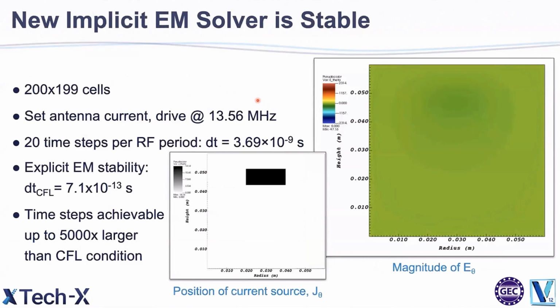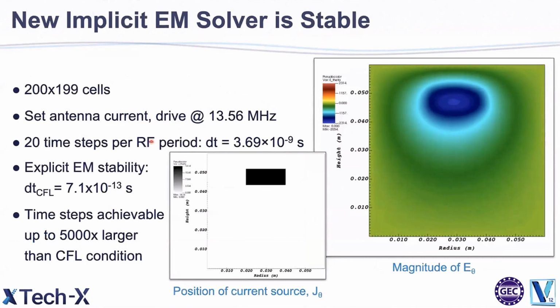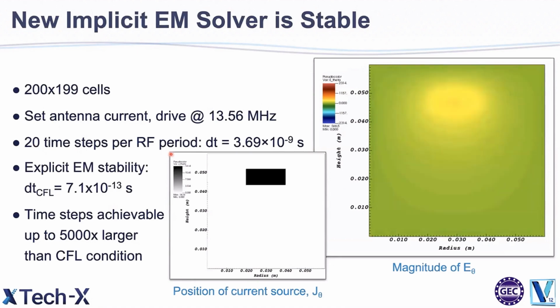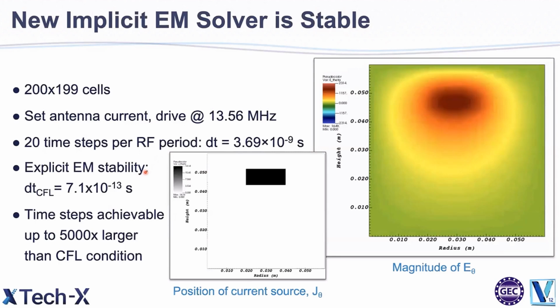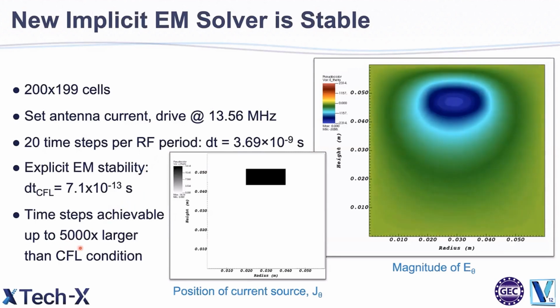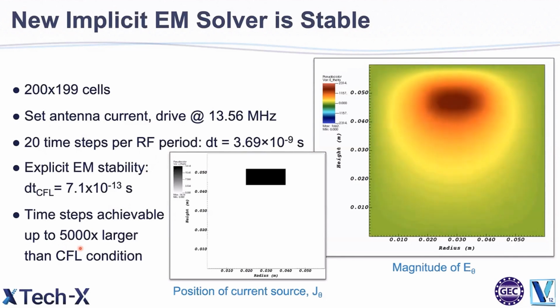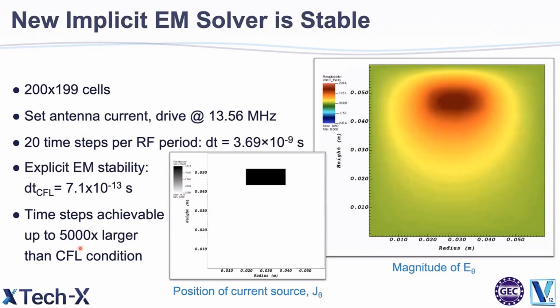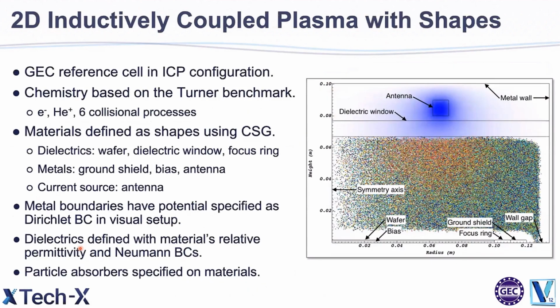This slide shows that our new implicit EM solver is stable, running for this simulation 20 time steps per RF period. If we were going to solve this using an explicit instead of an implicit scheme, we would have to take about 5,000 times more time steps. Being able to achieve time steps larger than this is much better for speed and computational efficiency.